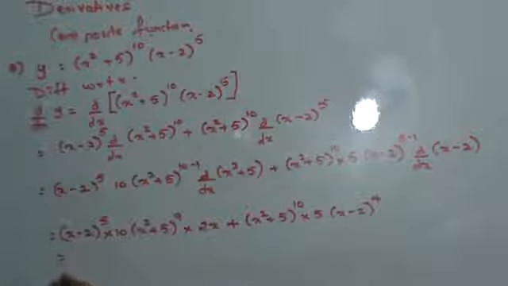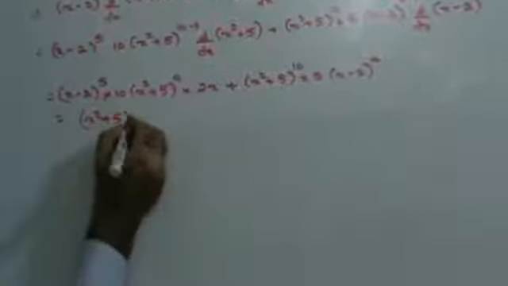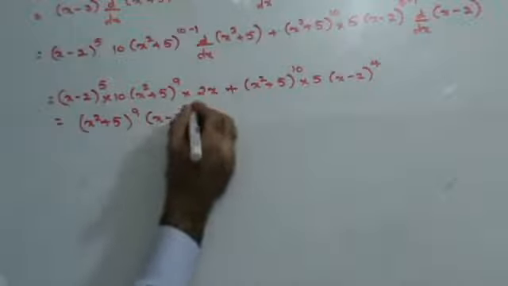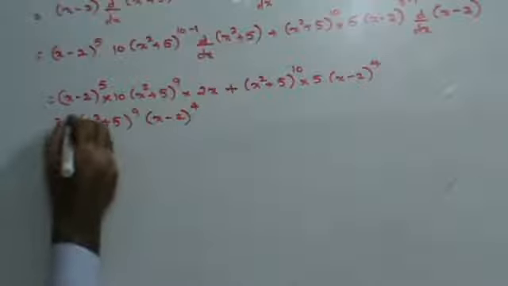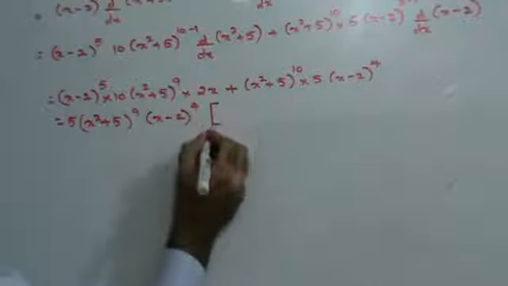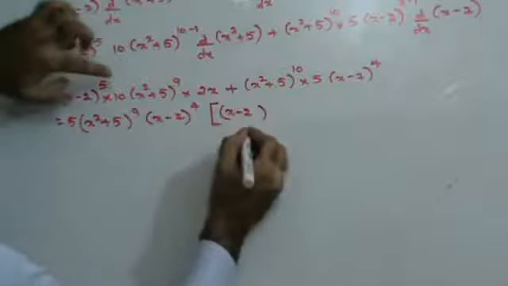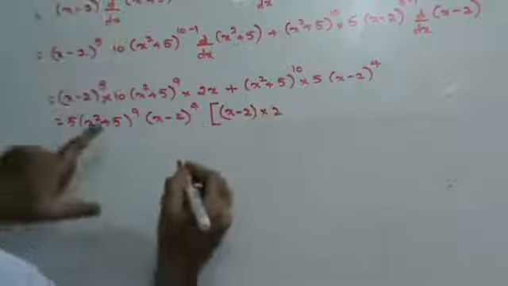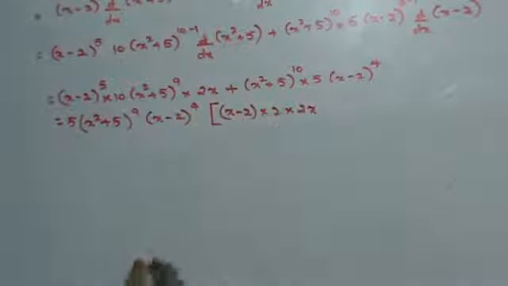Let's see what I can get common here. I can get (x square plus 5) the whole raised to 9 common. Similarly, I could get (x minus 2) the whole raised to 4 common. Besides, I could get 5 common. If I take all these terms common, that means here 1 (x minus 2) remains, 5 is gone common outside, so from here 2 will remain, this is common outside, and 2x will remain.